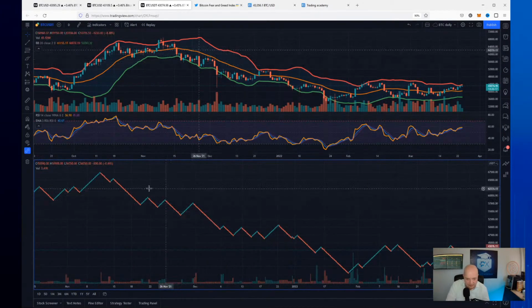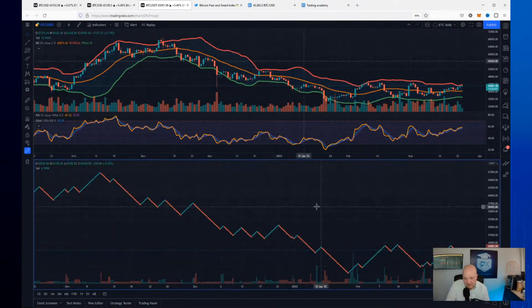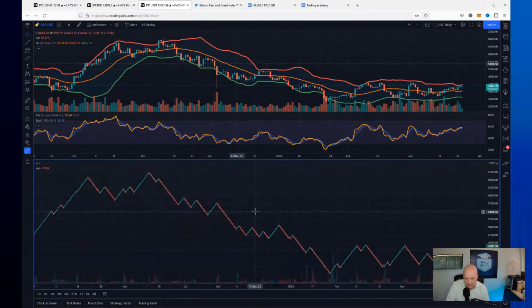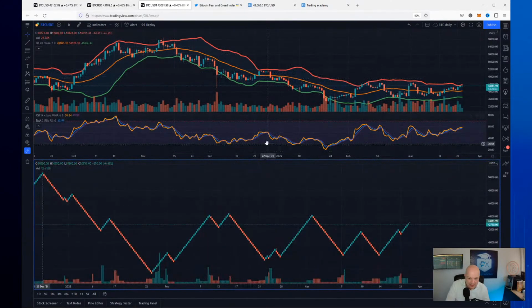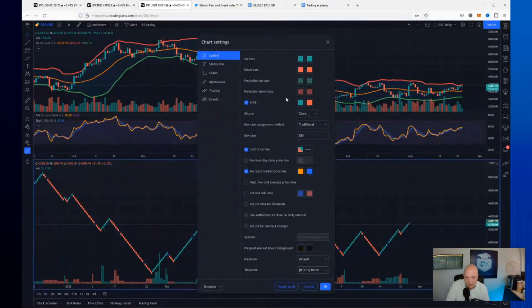Here we go. You can see that a lot of what is happening to the upside and downside here is filtered out by those Renko charts. So you can get rid of a lot of noise, as I said, with this. And I invite you to experiment a little bit with those box sizes there.